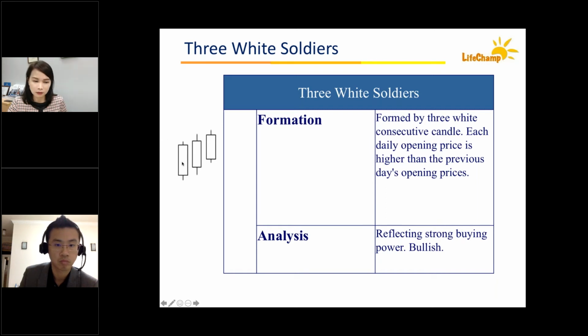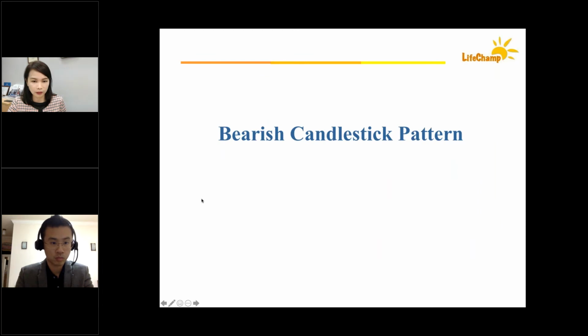Sometimes it may be running overbought, and then the fourth day is not bullish, but actually a profit-taking day, so have to be careful. But no matter what, these three white soldiers indicate bullish. So maybe the fourth day is profit taking, and then maybe the fifth day you pick up again. So it means it's bullish. Next, the bearish.